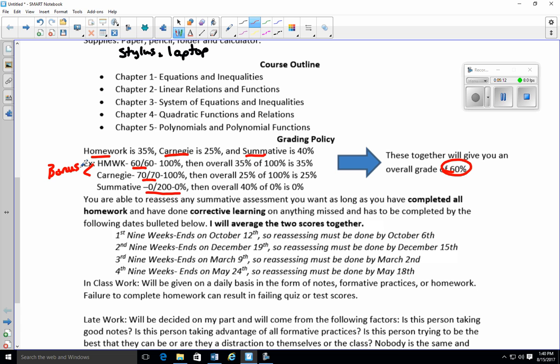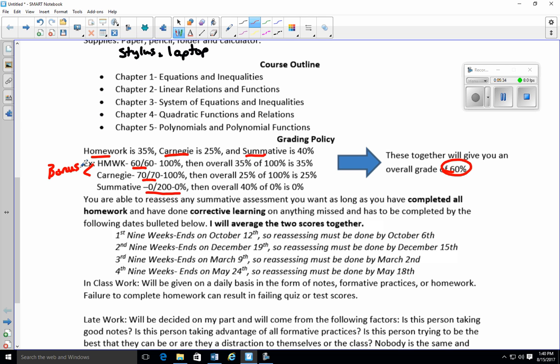You're able to reassess any summative assessments you want, as long as you have completed all homework and have done corrective learning on anything missed, and it has to be completed by the dates bulleted below. This is a huge opportunity. I wanted to give you the most opportunity to take advantage of your grade. You have control of your grade.